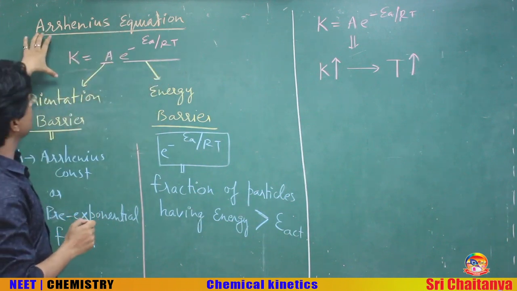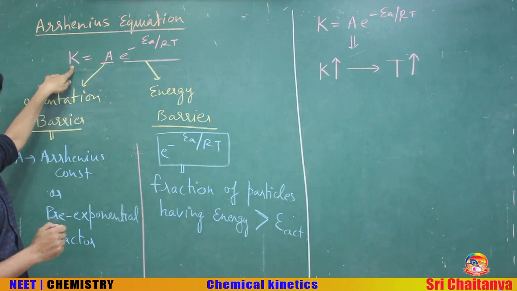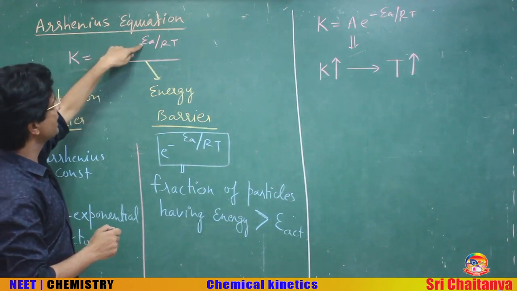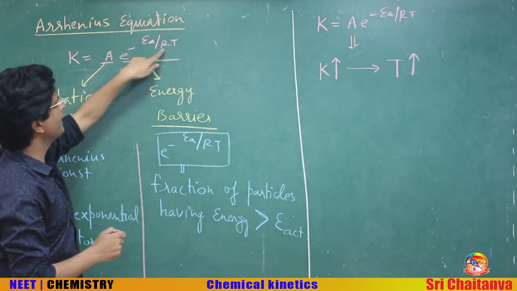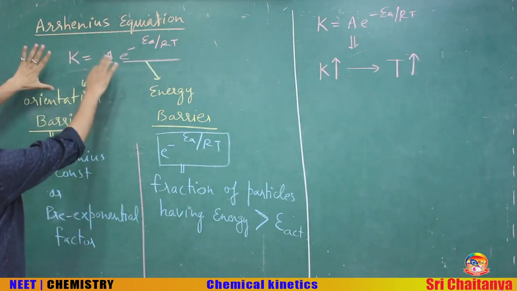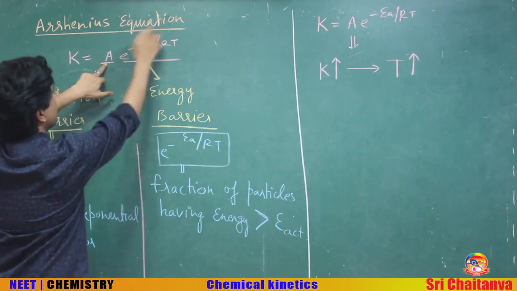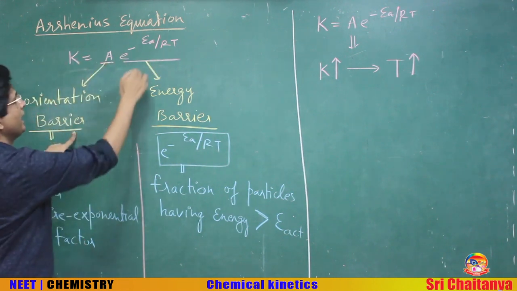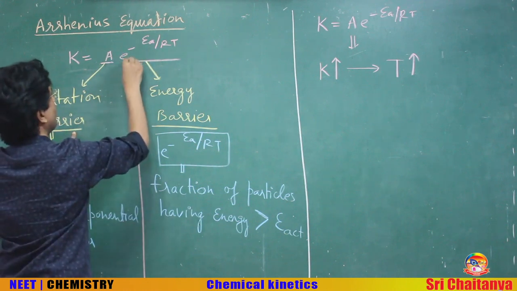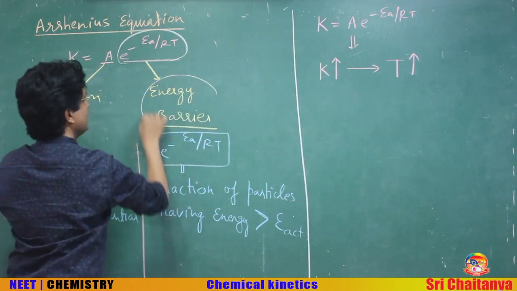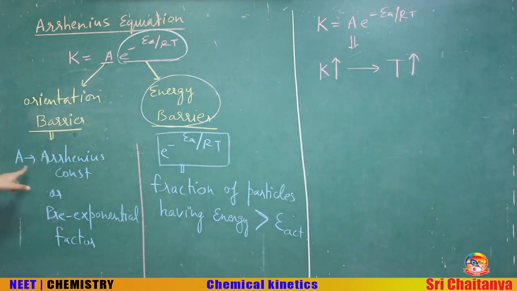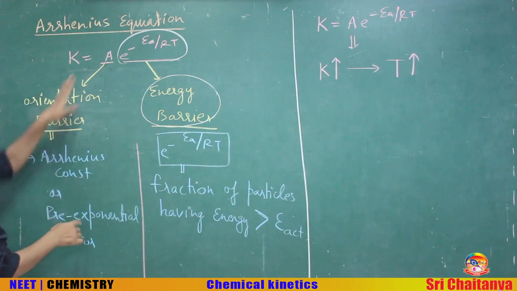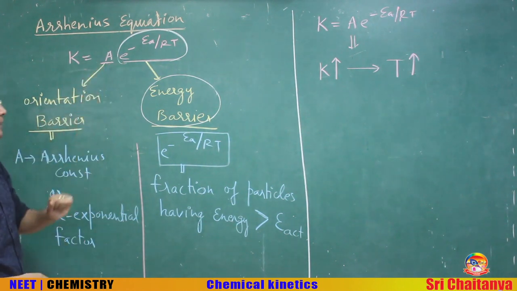He came up with a mathematical equation which said that the rate constant is equal to a constant A times e to the power of minus Ea divided by RT, where Ea is the energy of activation. Here there are two terms, A and this exponential term. A is called the orientation barrier, and the exponential form is called the energy barrier. A is also called the Arrhenius constant or pre-exponential factor, because it comes before the exponent.